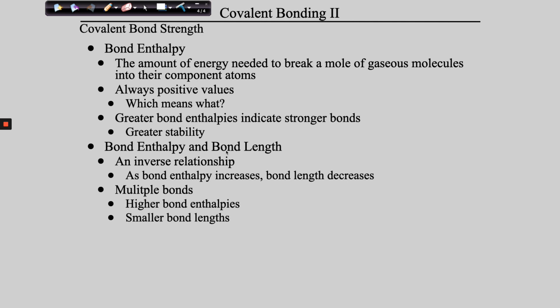Do you guys know this? What is the shortest, strongest bond that we know of? Do you guys know? It's actually the triple bond in nitrogen. Nitrogen is diatomic and it triple bonds to another nitrogen. It's actually the shortest, strongest bond that we're aware of. It's kind of cool.